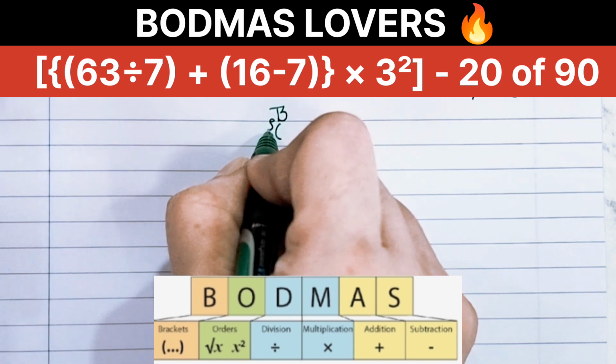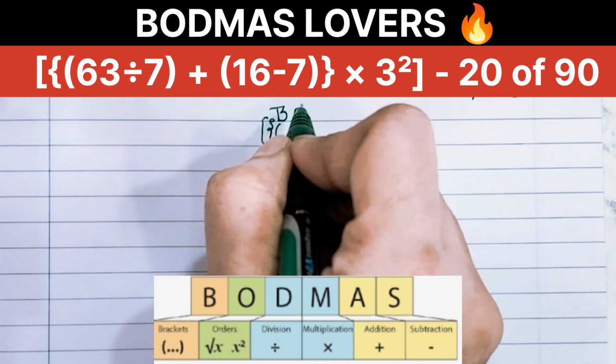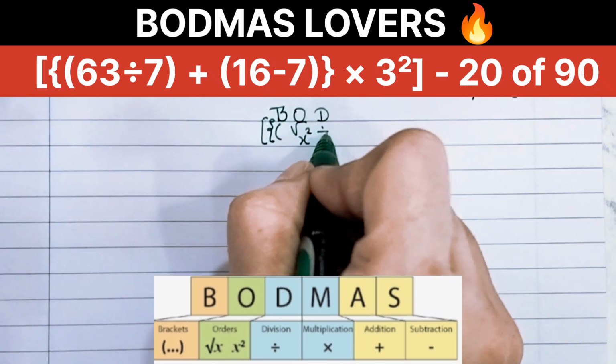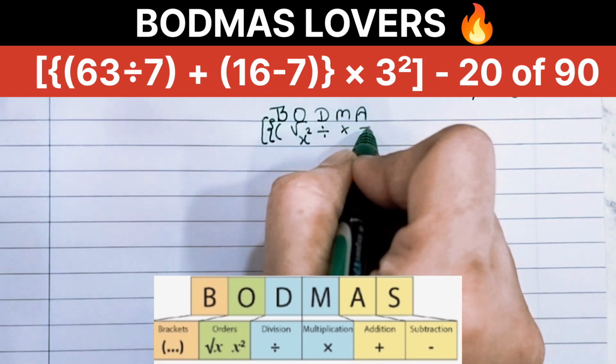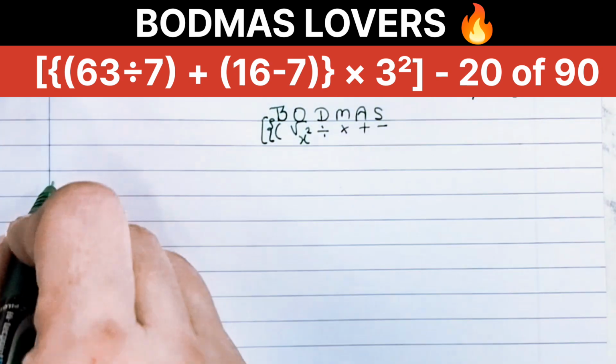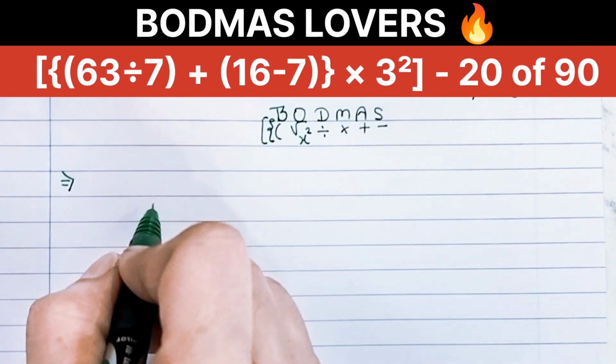BODMAS rule says first we solve bracket: small bracket, curly bracket, then square bracket. O stands for orders, we solve roots and exponents. D stands for division, M stands for multiplication, A stands for addition, S stands for subtraction. According to this BODMAS sequence, we'll break down this expression with a step-by-step solution.